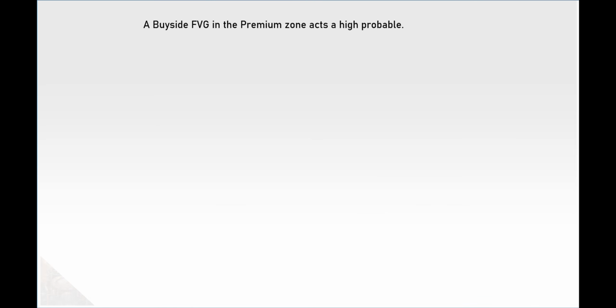A buy side fair value gap in the premium zone acts as a high probable. Now what does it mean? Simply, looking at this, we have this swing low and swing high. We should be measuring price to see if the fair value gap is in the discounted zone or premium zone. You just put the Fibonacci tool, or you can use the gain box. So we have this fair value gap right there, and this fair value gap right there.